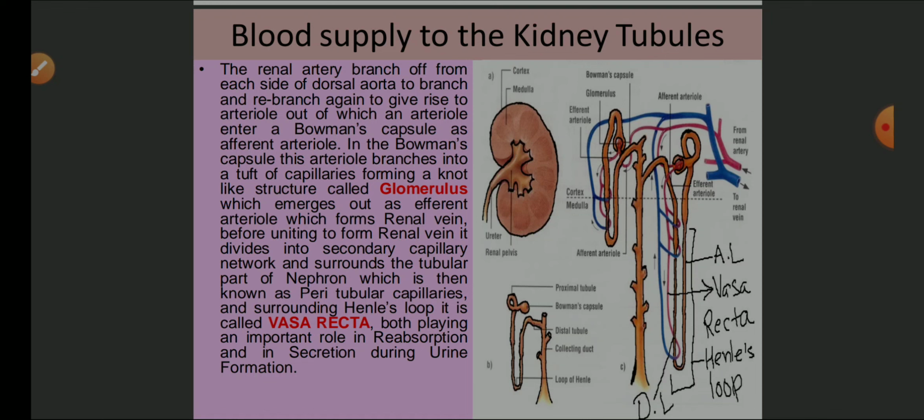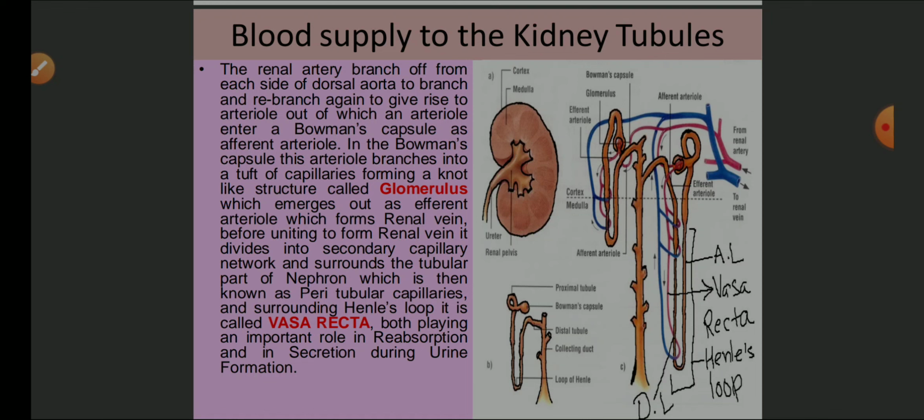When the renal artery enters inside the kidney, it branches out as afferent arterioles. These afferent arterioles are entering the cup-shaped structure, Bowman capsule of the nephron. There are millions of nephrons, hence there will be millions of afferent arterioles. These afferent arterioles, not exactly entering inside but just inside the cup-shaped structure of Bowman capsule of nephron, are going to form capillaries. These capillaries are going to form a knot-like structure or tuft of capillaries, which is known as glomerulus.